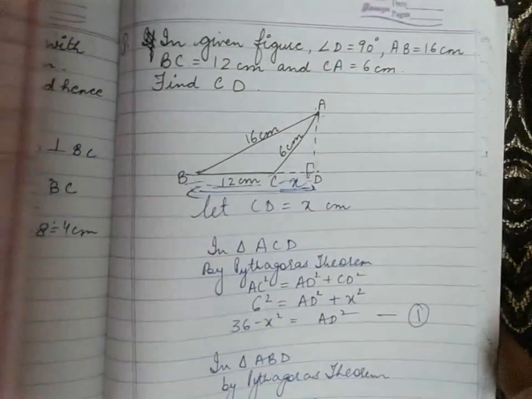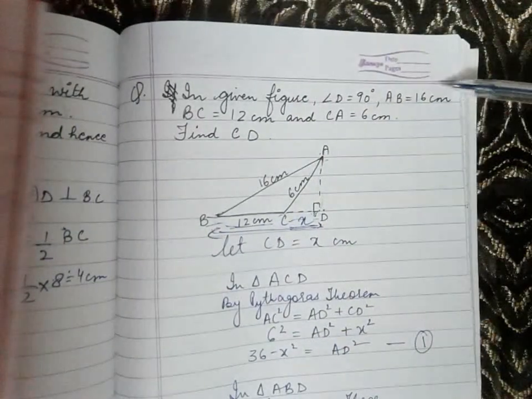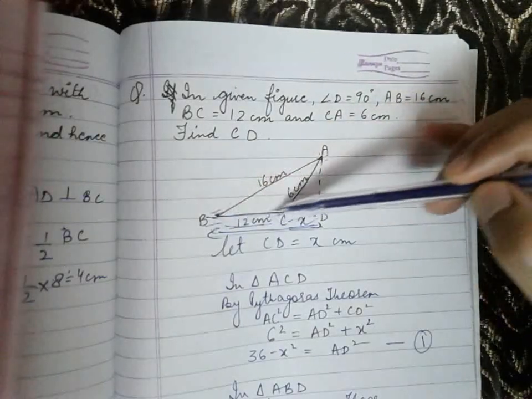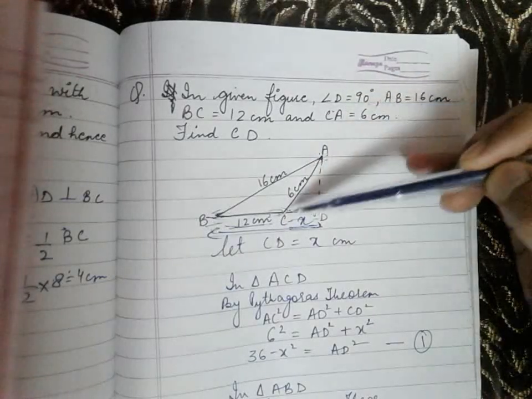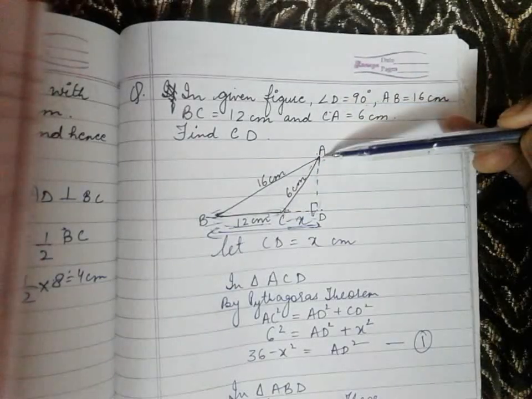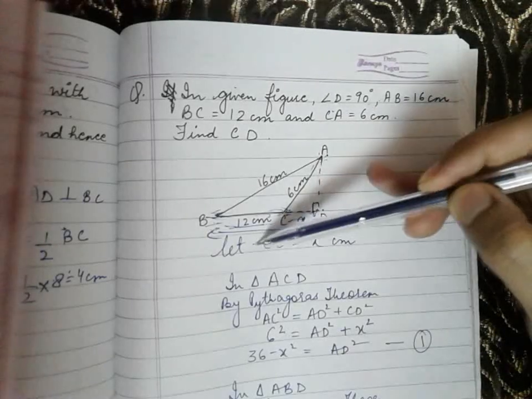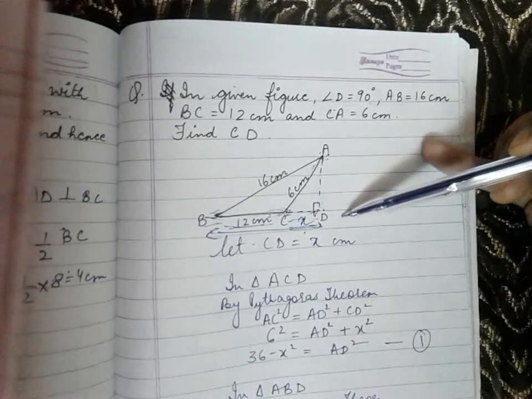In the given figure, angle D is 90 degree. AB is equal to 16. BC is 12 centimeter. And CA is 6 centimeter. What we have to find is CD. Let CD be x centimeter, that we have to find.